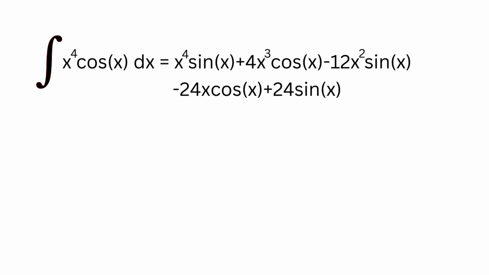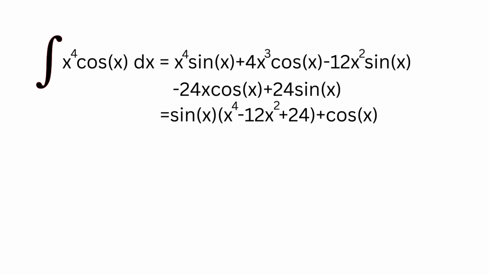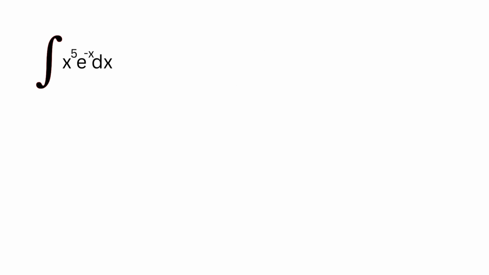Next, we take sine x and cosine x as a common factor. So sine x into x power 4 minus 12x squared plus 24, plus cosine x into 4x cubed minus 24x, plus c. Now let's move to this example and do the same procedure.